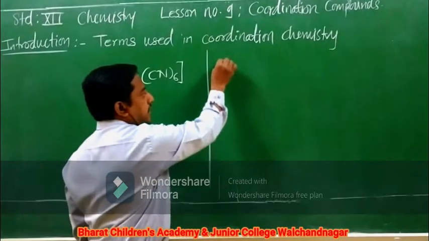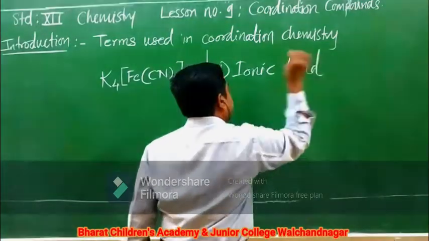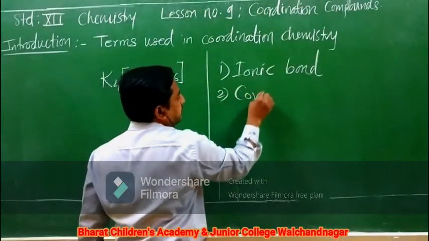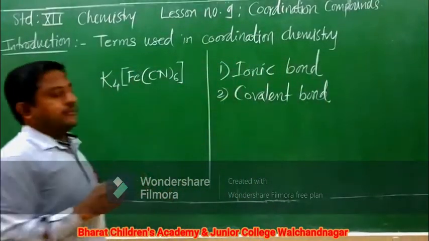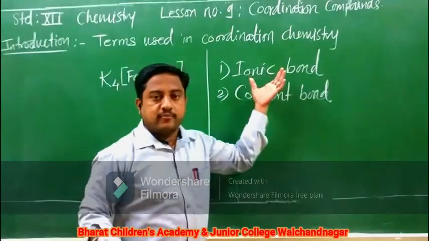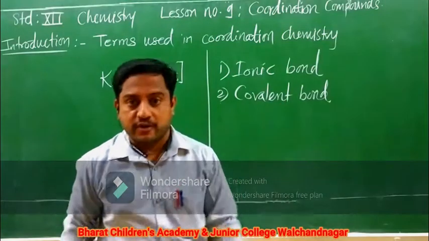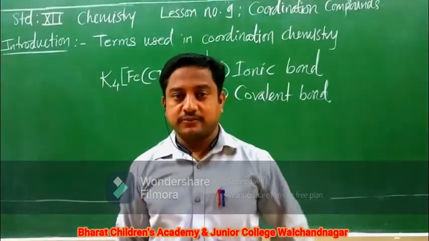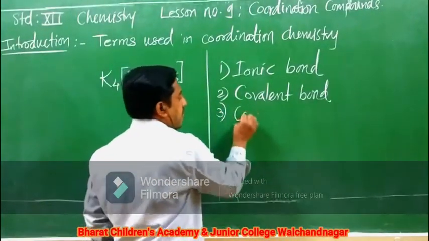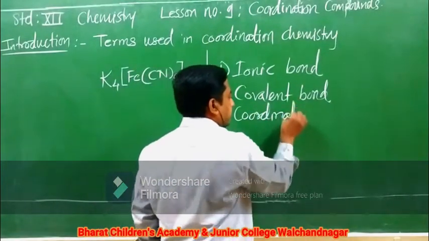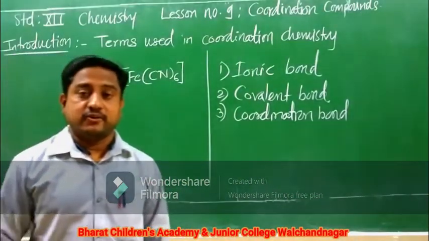One is ionic bond, and the second one is covalent bond. And the compound which will have the ionic bond, already we studied, it is called as ionic compound, whereas the compound which contains the covalent bond is referred as covalent compound. That all of us are knowing. And today we will be studying about coordination bond. And then we will understand what they mean by coordination compound.